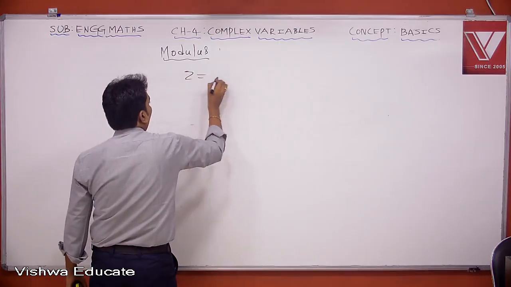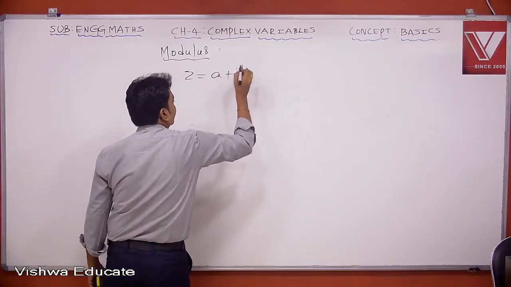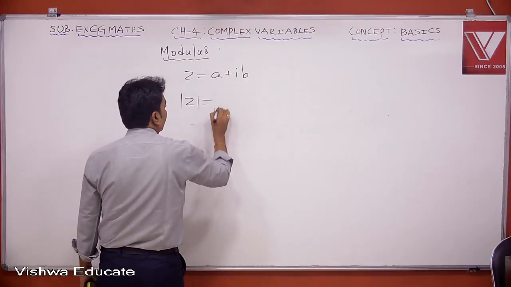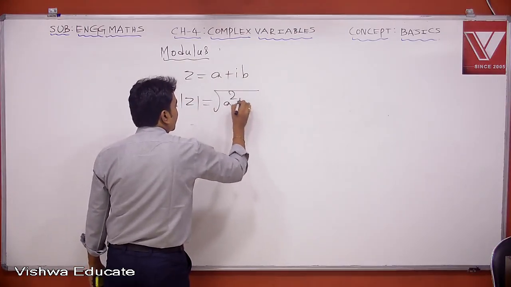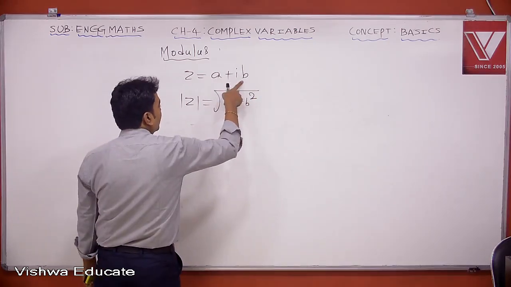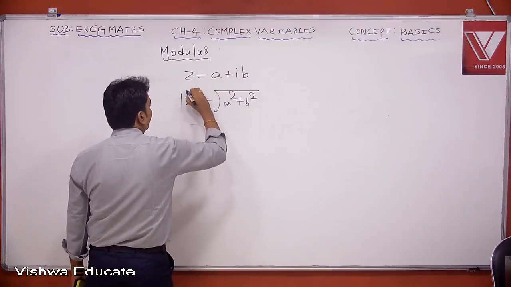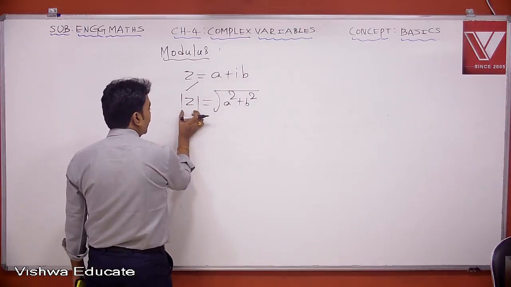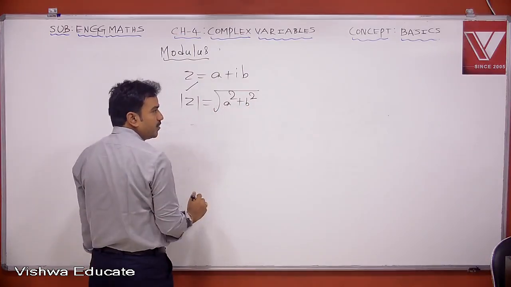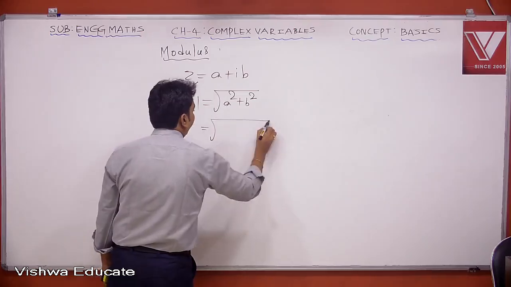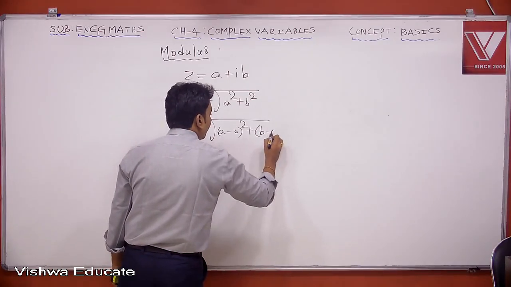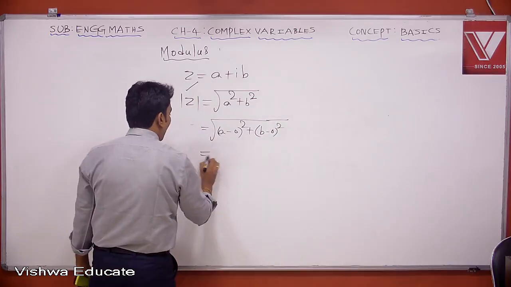Suppose we have a complex number z equal to a plus ib. Its modulus is denoted by mod z, and it is given by the expression square root of a square plus b square. Basically it is in the form square root of (a minus 0) whole square plus (b minus 0) whole square.